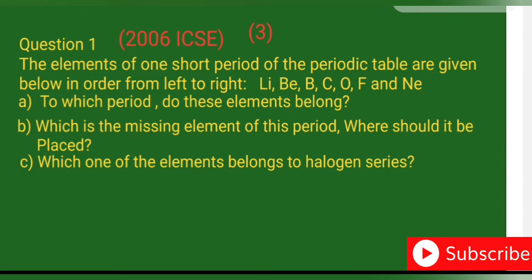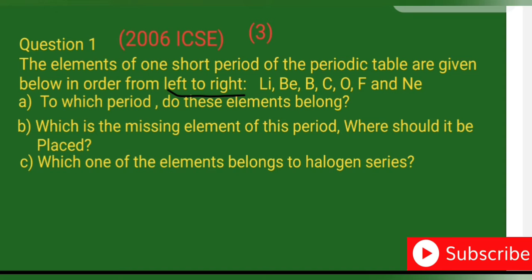This is a question asked in the 2006 ICSE board exam. The question is: the elements of one such period of the periodic table are given below in order from left to right: lithium, beryllium, boron, carbon, oxygen, fluorine and neon. Now, this is the data given by the examiner. In this data, some element names are given which are present in the periodic table, and the order is given from left to right: lithium, beryllium, boron, carbon, oxygen, fluorine, neon.